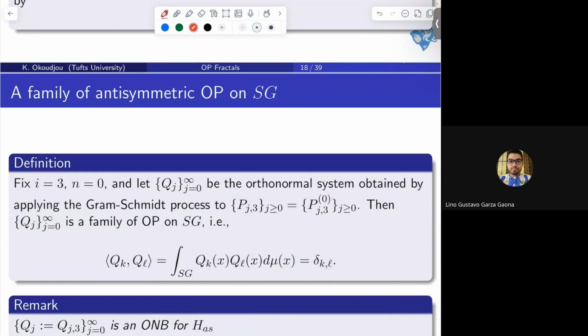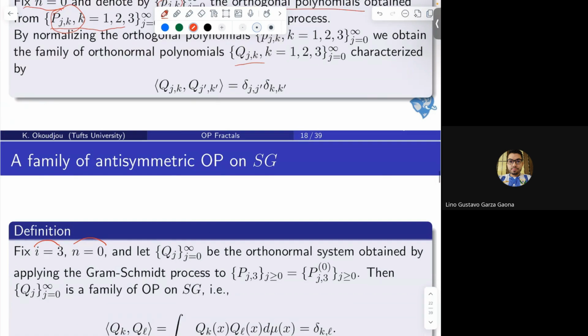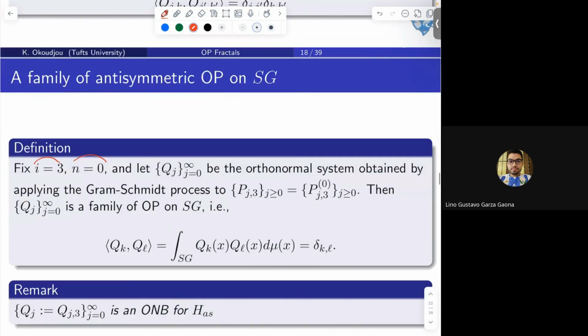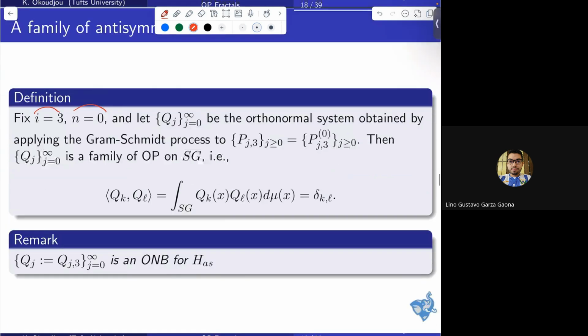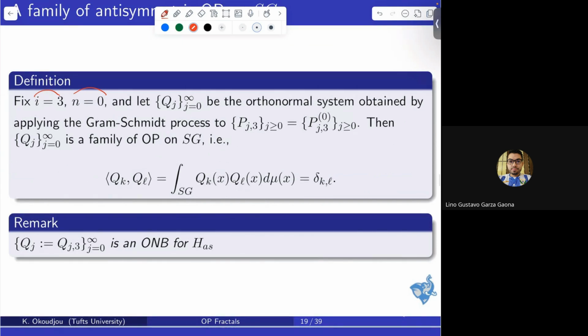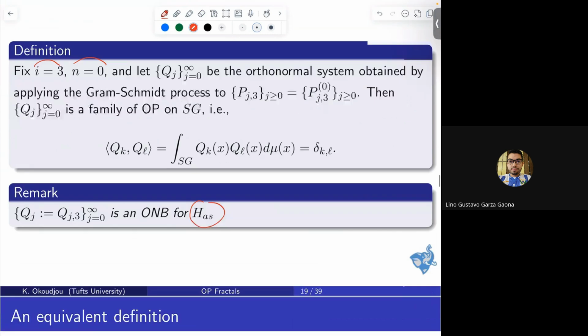Many of the pictures that I'm going to show are for the anti-symmetric case. So I'm going to take only i equal to 3, and I'm just going to remove the dependence on k here. Whenever you see Q with just one index, it's going to be the anti-symmetric one. Those are the ones I'll focus on. In particular, they form an orthonormal basis for the closed linear span of the anti-symmetric polynomials in L2, okay?